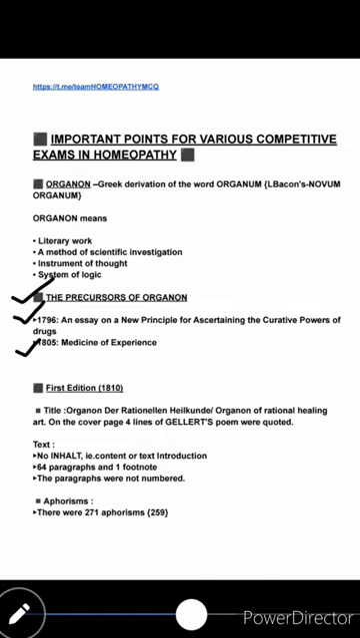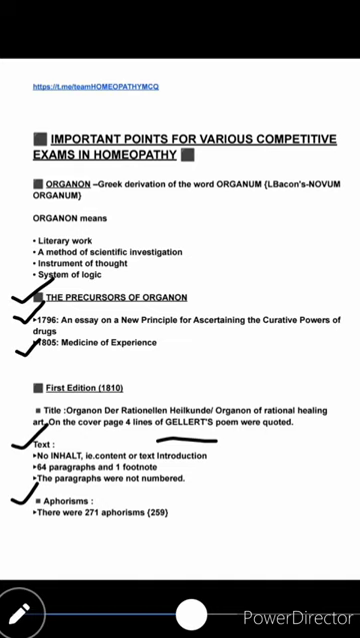Second edition was in 1819. The same title, the word rational was removed. Heilkunde was replaced by Heilkunst. German poet Haller's poem lines in the first edition were removed, and instead a Latin word, the motto of the school, was printed. So this was the motto of the school.